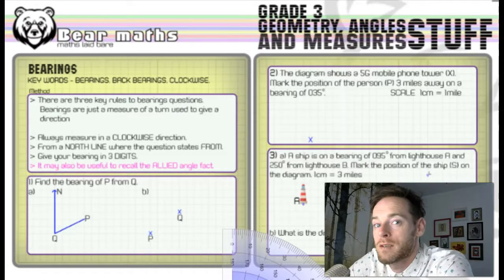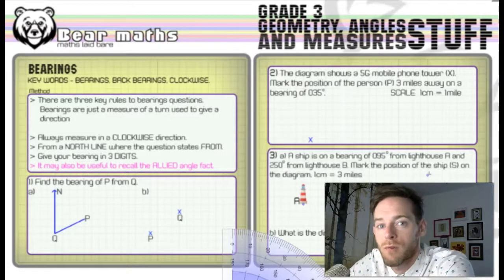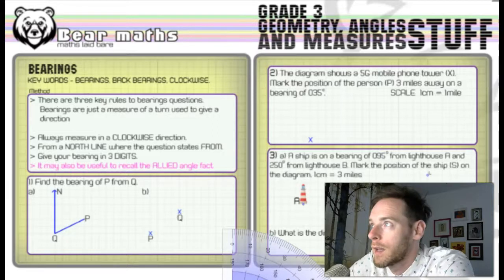This one is on bearings, and the keywords I've got for you are bearings, back bearings and clockwise. So bearings are just a measure of a turn. They are an angle and we use them to give directions. Back bearings are the same thing, it's just when your bearing goes past 180 degrees, so they're reflex angles. And clockwise is the way in which hands go round on a clock face, and we use that understanding in this world of bearings.